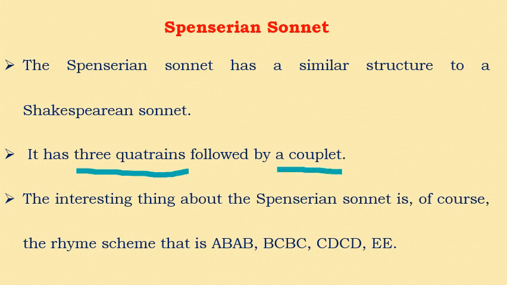The interesting thing in the Spenserian sonnet is the rhyming scheme, that is A B A B, B C B C, C D C D, and E E. You can see that the ending of the first quatrain becomes the starting of the second quatrain, and the ending of the second quatrain becomes the start of the third quatrain. You can see a pause over jump here. That's the interesting fact about the Spenserian sonnet's rhyming scheme.